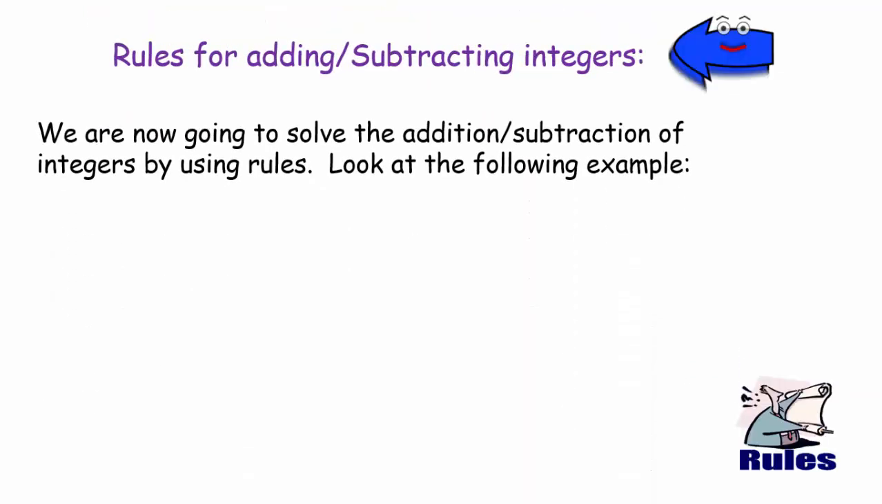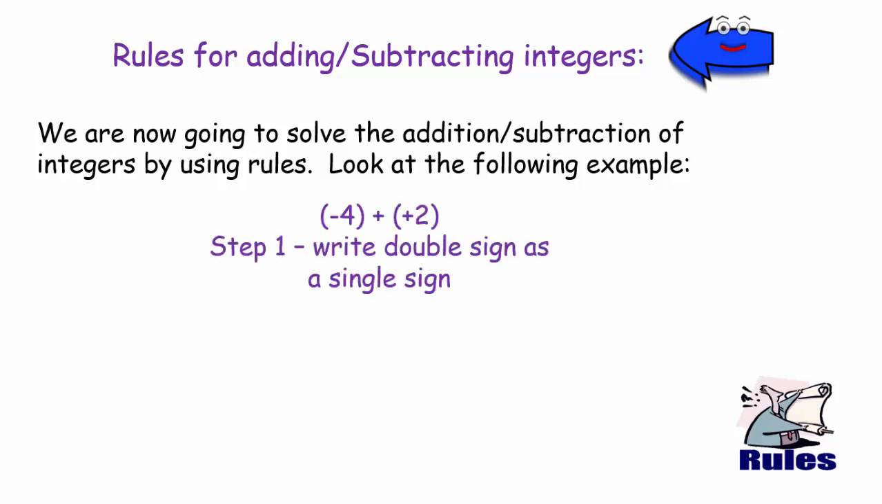Once we write our double signs as single signs, in this case, -4 plus a +2, plus a positive, you just write as a single sign as plus. So that becomes -4 plus 2. And that's how you'd rewrite that.